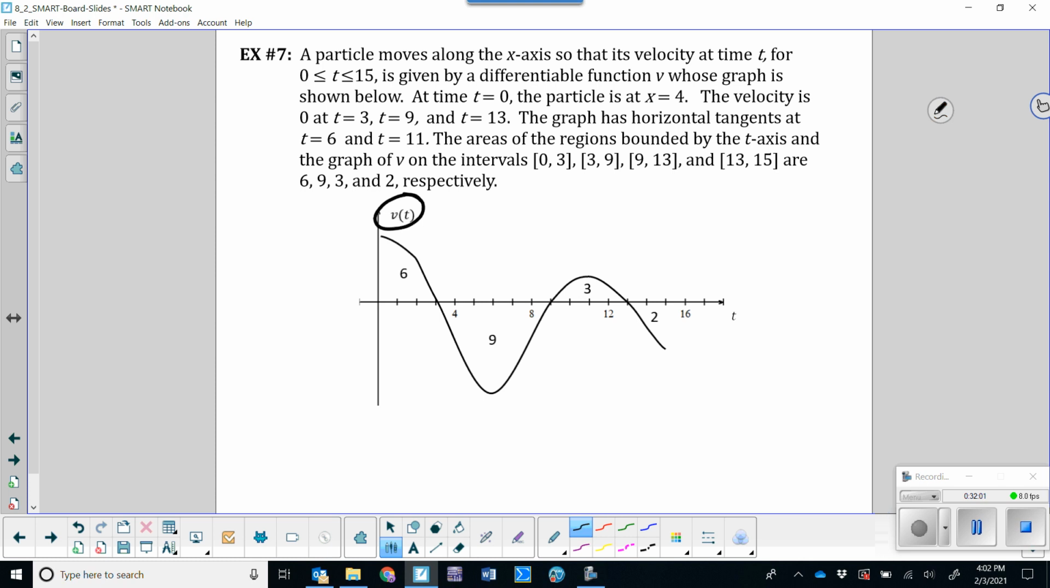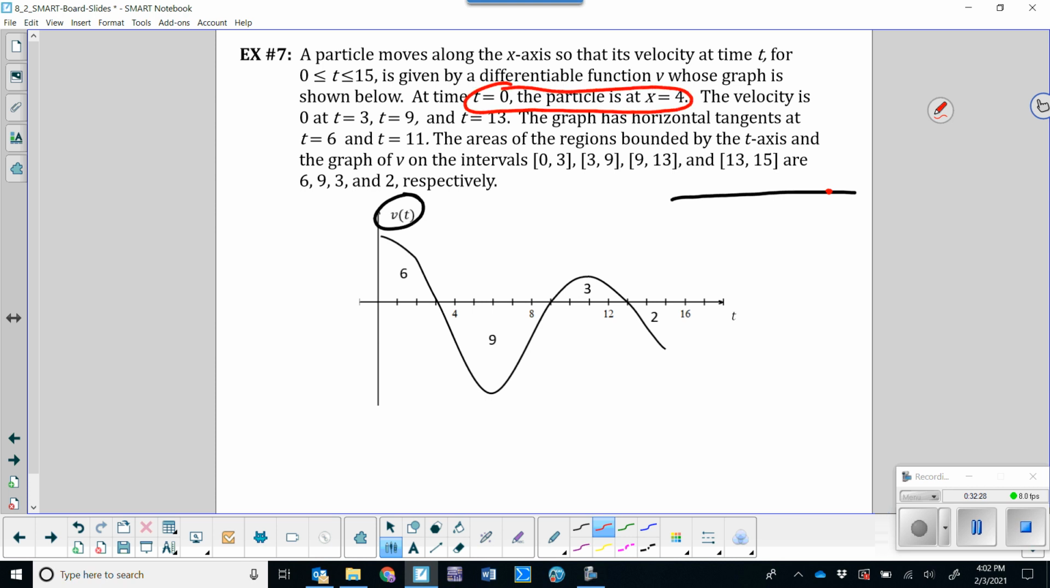That's like if we just have an x-axis and then we got our little particle on there. Our little particle is just doing this. Our particle is just moving back and forth, whatever it's doing. Okay? But this is the graph of the velocity. They tell you it's a differentiable function whose graph is shown here. At time t equals 0, the particle is at x equals 4.